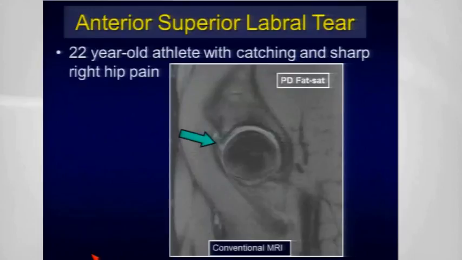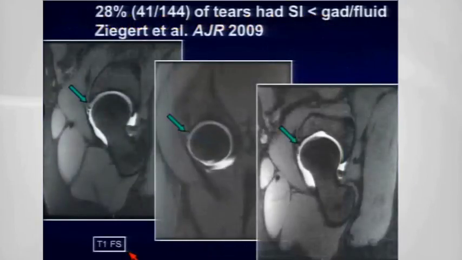This is a 22-year-old athlete with catching and sharp hip pain. And we see that there's abnormal signal, kind of intermediate on our conventional MRI. And our surgeon then ordered an MR arthrogram to further evaluate this. And an MR arthrogram was performed, and we'll notice that it's not as bright as fluid. And so what does it mean? Is it filled with granulation tissue? Is it partially healed? Is it healed? And this is only 3 weeks in between the two examinations.